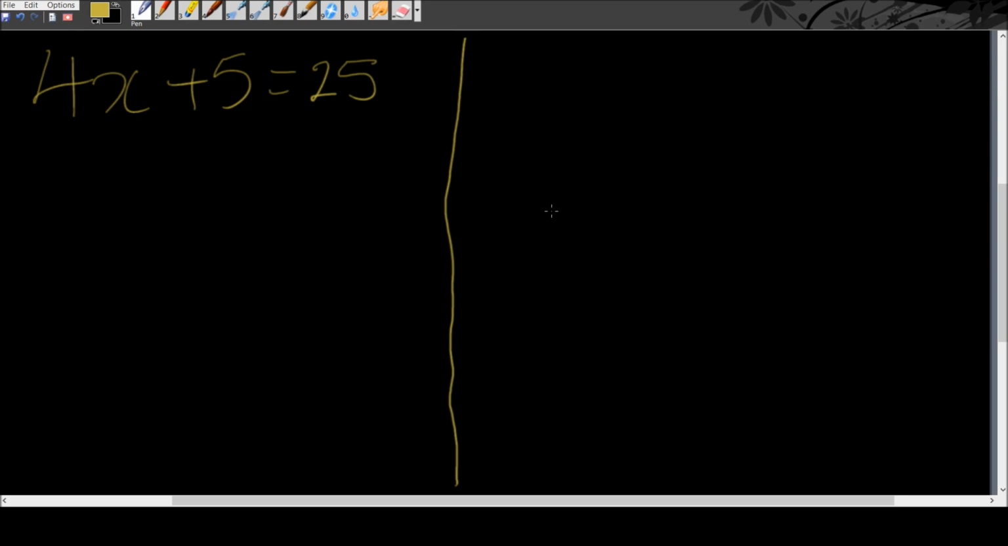So I'm just going to write down 4x plus 5 is equal to 25 on that side. And on this side, we're going to have 7x take away 3 is equal to 18. Okay, so let's look at this side first. So again, we've got multiplication, we've got addition.